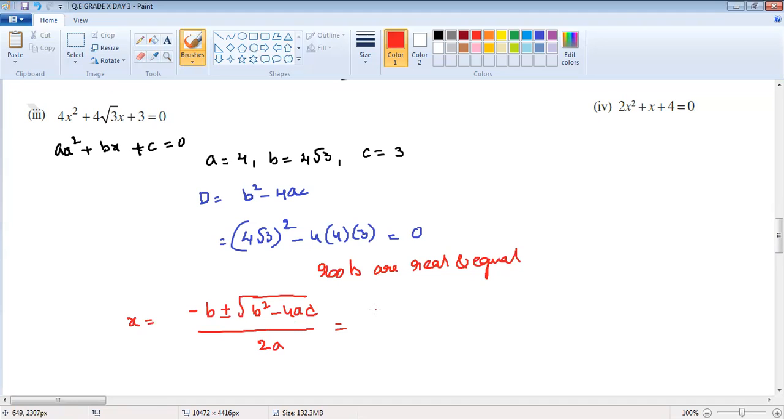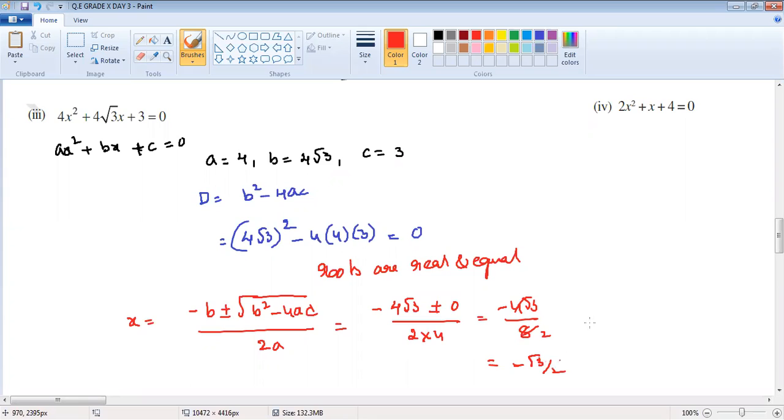Minus b plus or minus, b stands for 4 root 3 here. Let us write the b value as 4 root 3. Minus 4 root 3 plus or minus 0, by 2 into 4. So what will we get as the answer? Minus 4 root 3 by 8. 4 1s are 4, 4 2s are 8. So the answer is root 3 by 2. Minus root 3 by 2.